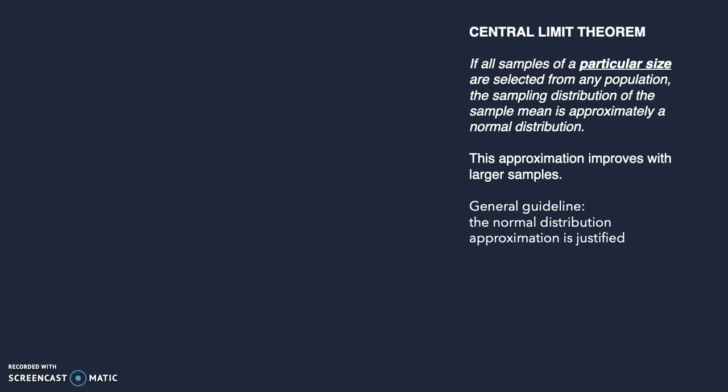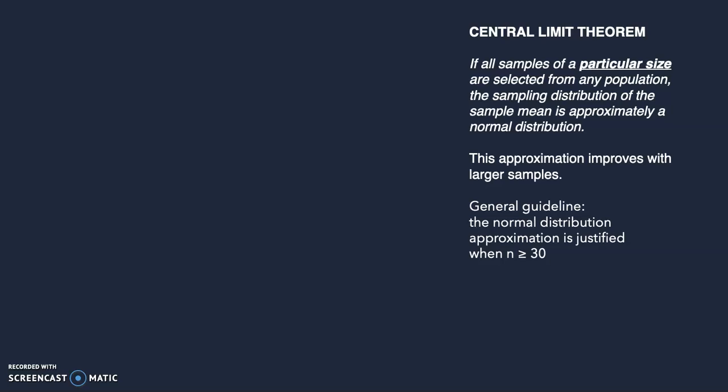The central limit theorem basically tells us that if all samples of a particular size are selected from any population, the sampling distribution of the sample mean is approximately a normal distribution. Here, I highlighted the words "particular size" because the central limit theorem prefers a larger sample. And as a general guideline, the normal distribution approximation is justified when n is at least 30.